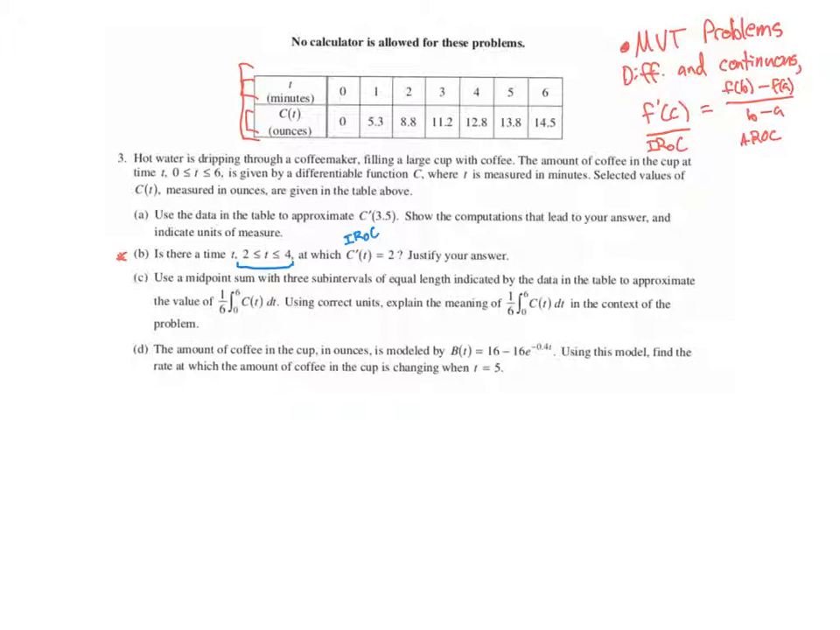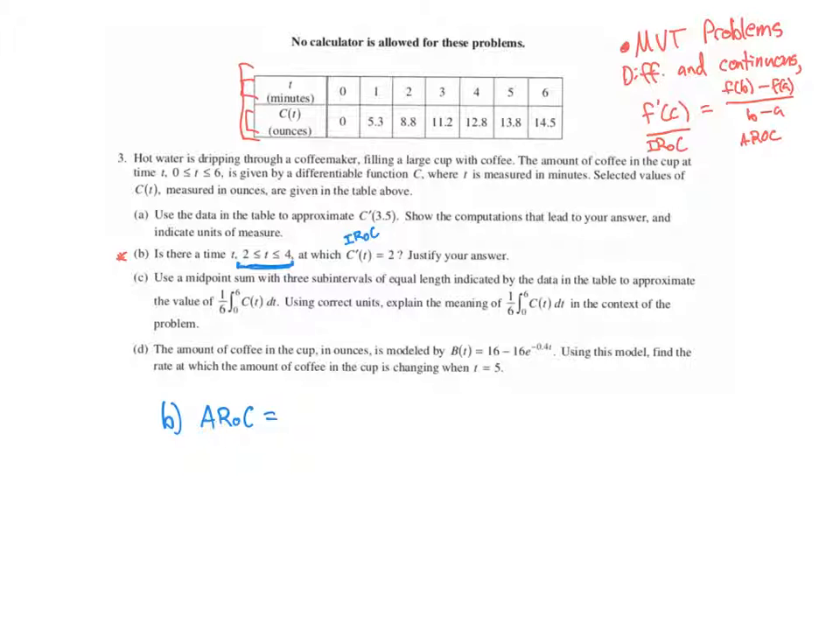So first off, you need to recognize that this is a mean value theorem problem. And two of the ways to recognize a mean value theorem problem is the interval that they give you, in this case from 2 to 4, and also the statement about the instantaneous rate of change, that c prime is equal to 2, or that f prime is equal to 6, or that h prime is equal to 3.5, just something like that. So what we want to do here is to investigate the average rate of change.